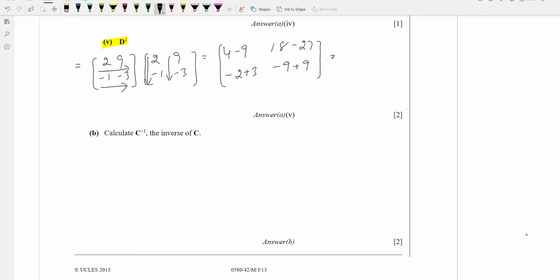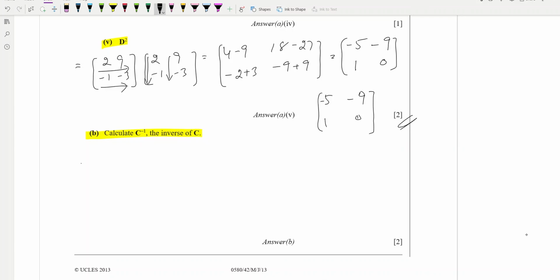So this will result in 4 and minus 9, which is minus 5. 18 and minus 27 will be minus 9, and minus 2 plus 3 will be 1, minus 9 plus 9 will be 0. So this will be our final answer, which we can provide over here. This will be the final answer for 2 marks. Hopefully you understood this. Now B part, calculate C inverse, the inverse of C.